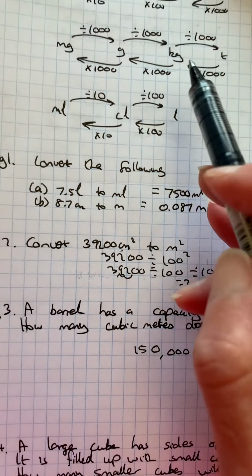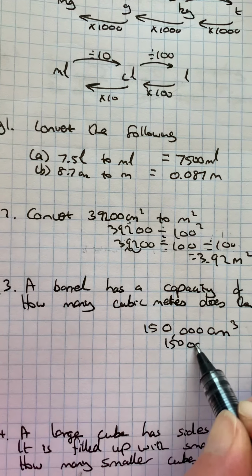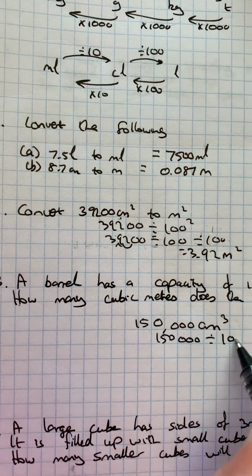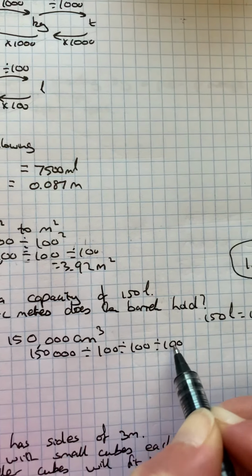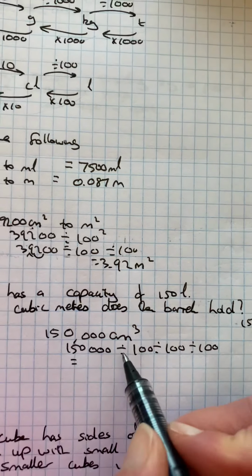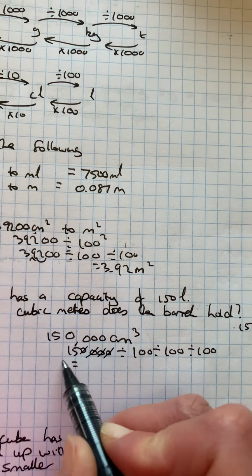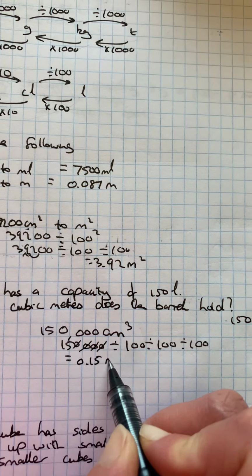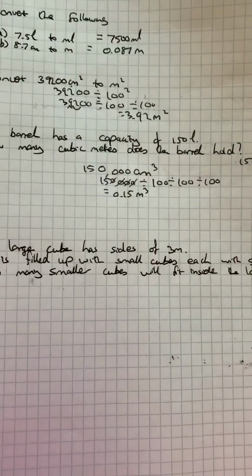So centimetres to metres is divided by 100. So I'm going to divide by 100 three times because it's cubed. I'd write it as cubed or write it out three times, it doesn't matter. Divided by 100 once, twice, then three times, move your decimal point back twice. So 0.15 metres cubed.